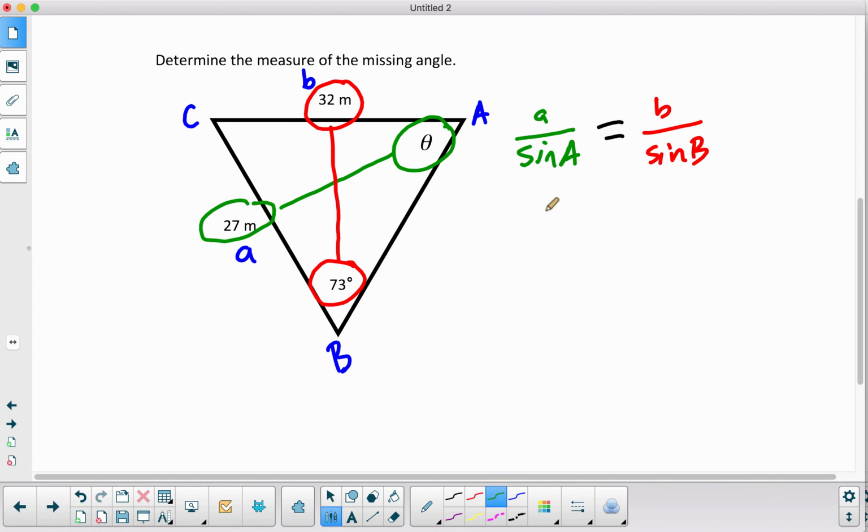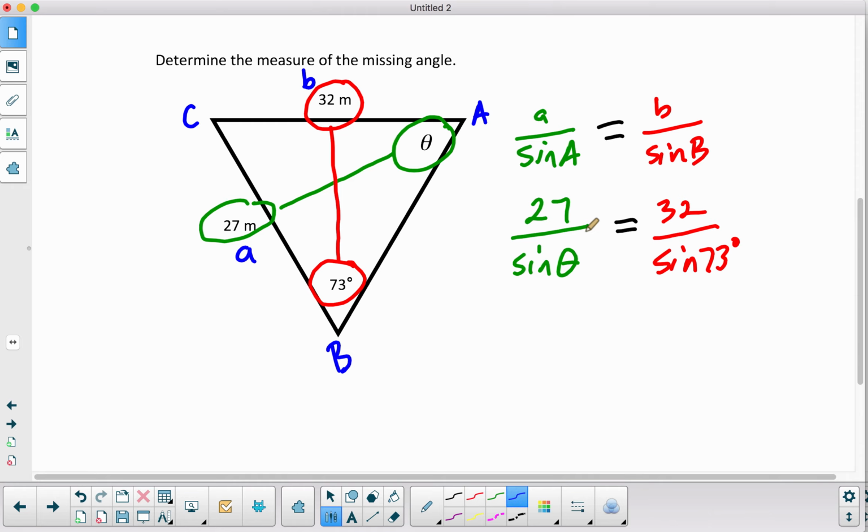So A is 27 over sine theta is equal to, the length of side B is 32 over sine 73 degrees. Okay, so now we have two fractions equal to each other with one unknown. Maybe by now you're getting used to this method of solving, which is cross multiplying.